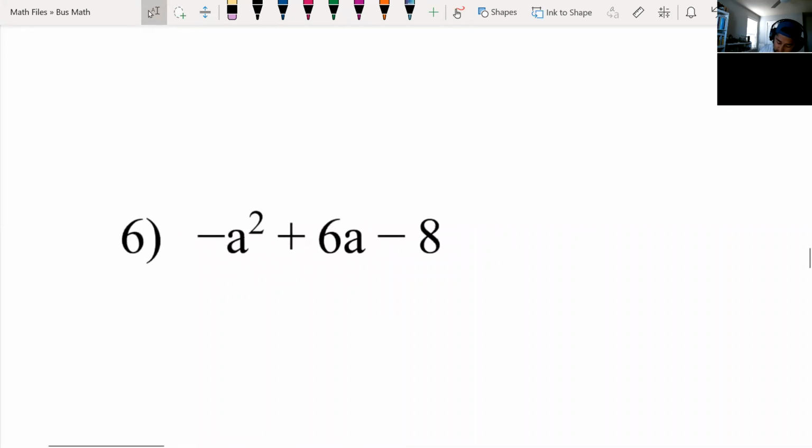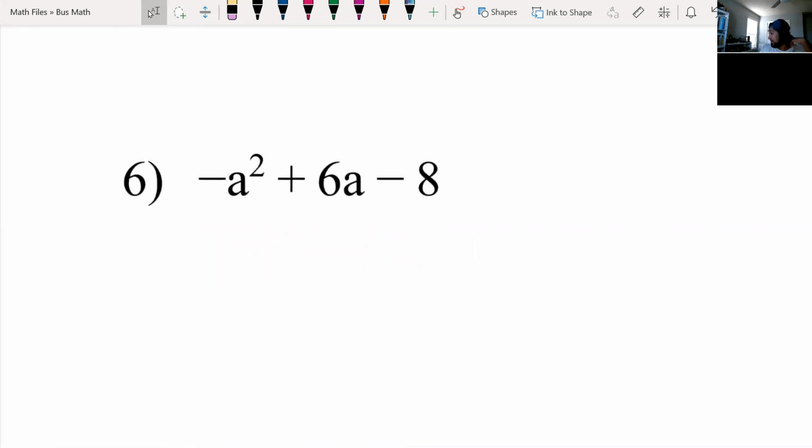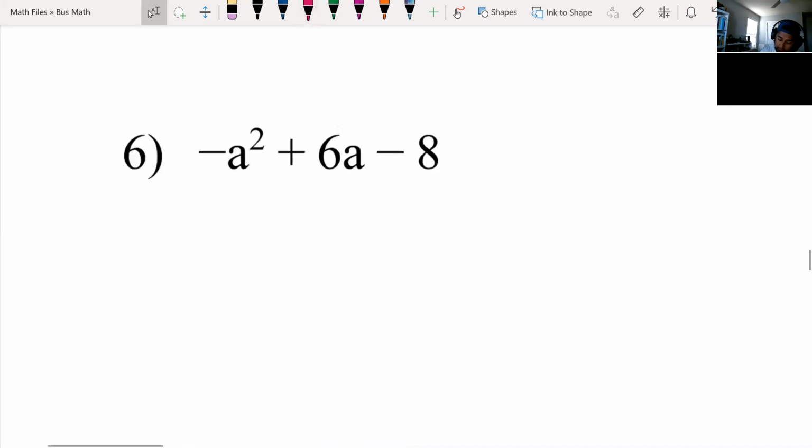All right. 6. Negative a squared plus 6a minus 8. Okay. I hate to factor when the leading term is negative. So here we have a negative 1 in front. So all we're going to do for this one, in order to change it into a positive a squared, is factor out what number? Negative 1.